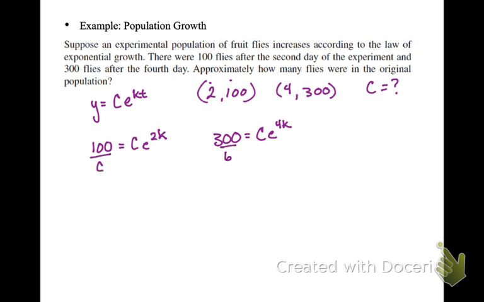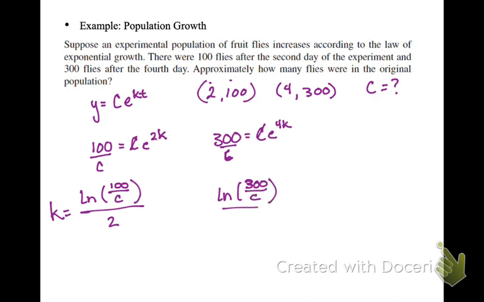And then we're going to have to take the natural log, right? So we'd have the natural log of 100 over C divided by 2 equals K. And the natural log of 300 over C divided by 4 equals K. So now they equal each other.